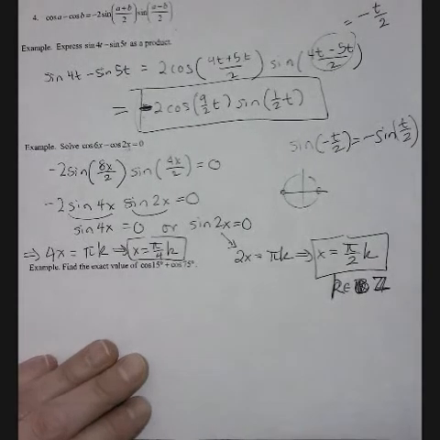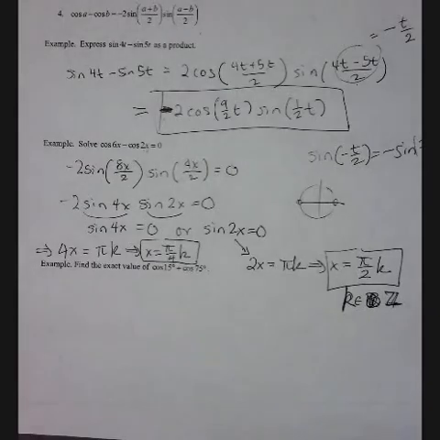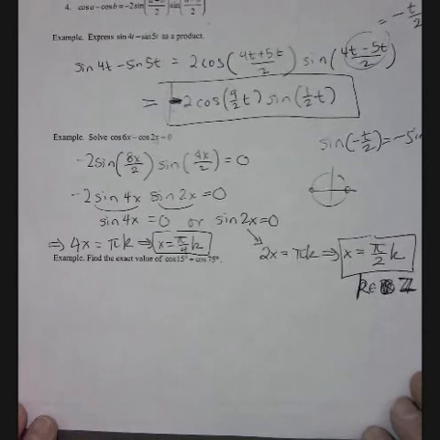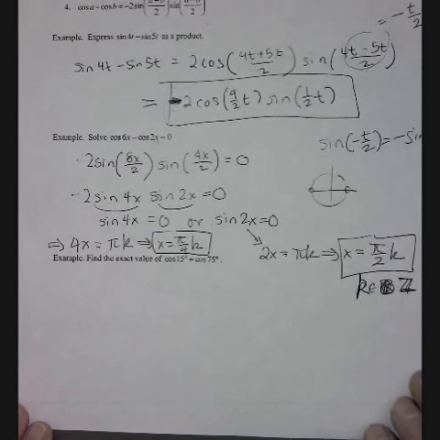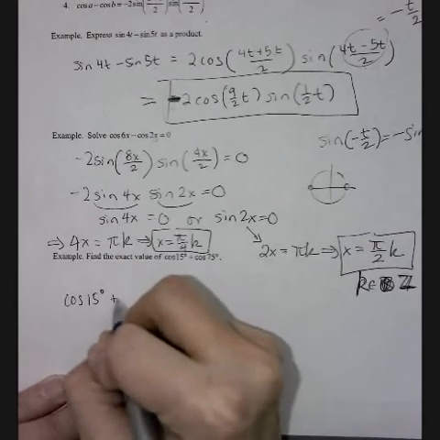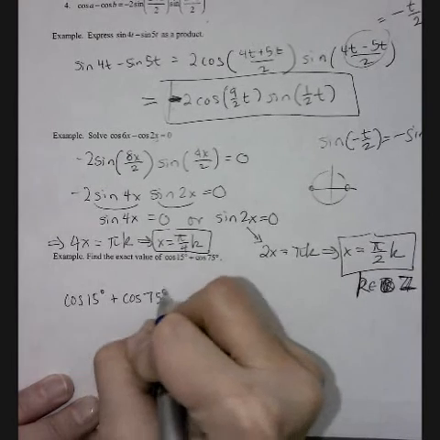Okay, one more example, then we're done with these identities. I know it gets a little tedious with all these identities. Find the exact value of cosine 15 degrees plus cosine 75 degrees. So that is a sum of two cosine values. So we are going to want to use formula 3, right?